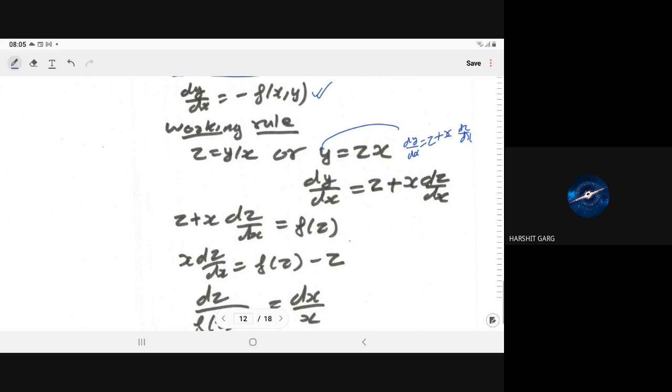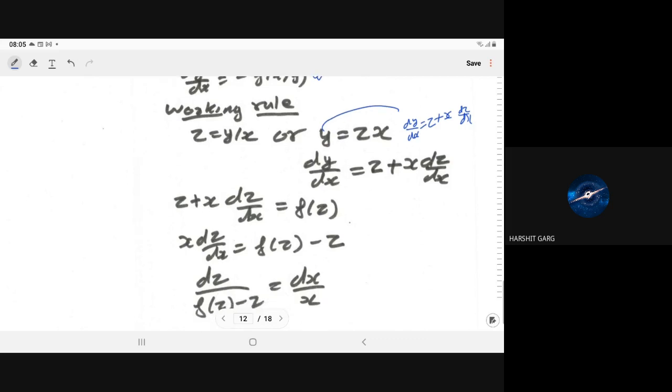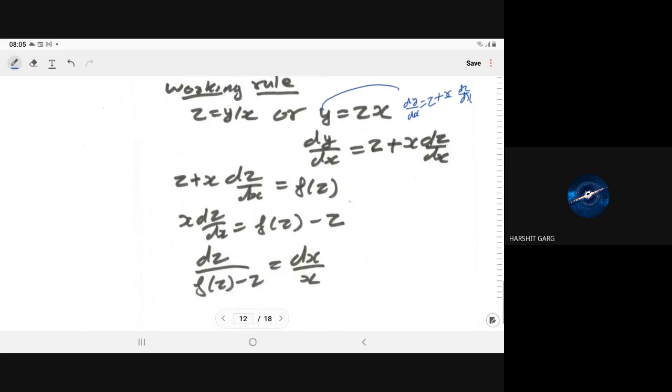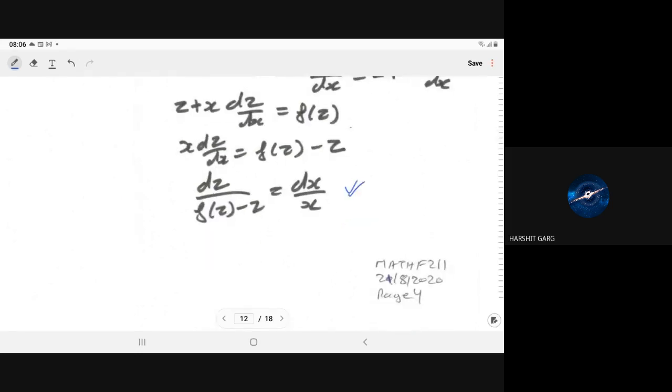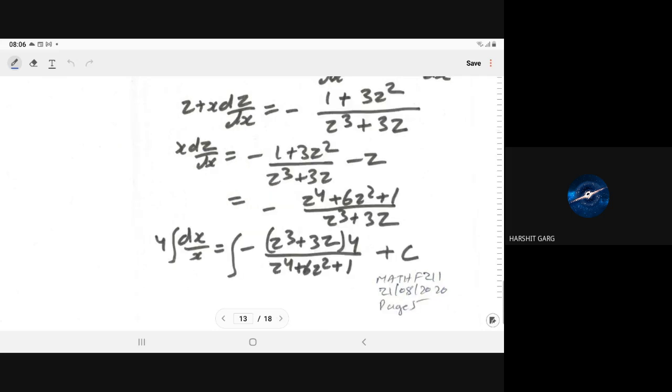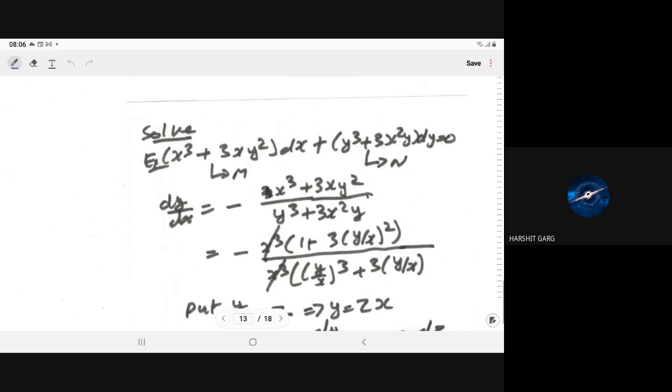What is the main benefit of assuming this? You can now separate the variables. Here you have separated the variables, and it gives dz upon f(z) minus z equal to dx upon x. What is the benefit? From here, if you integrate on both sides, you will get the required solution. So let us have an example.